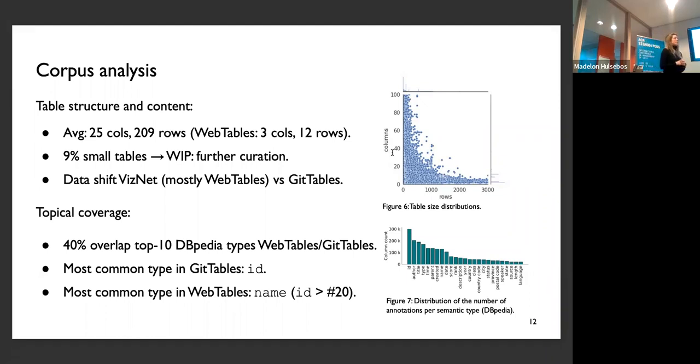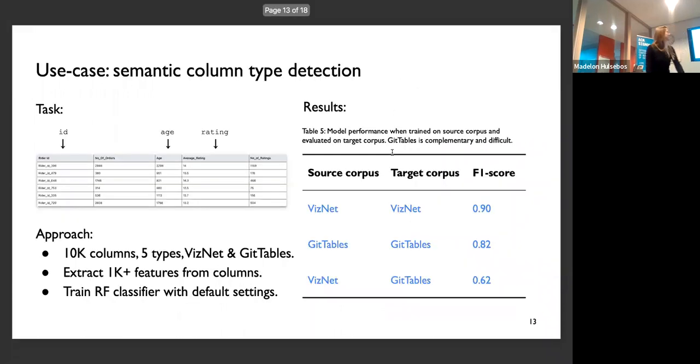Interestingly, the most common type in GitTables is the ID type, which makes sense and which is something that we're happy about. The most common type in web tables is the name type, while the ID type actually falls much beyond the top 20 types in web tables. And this indicates that there's just a different semantic distribution of web tables compared to GitTables, which to me makes sense, but of course that's also to all of you database architecture people to judge that.